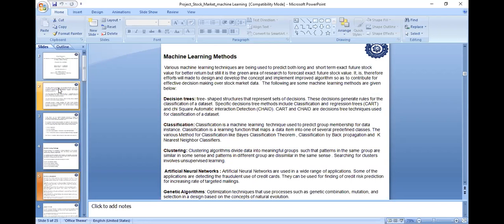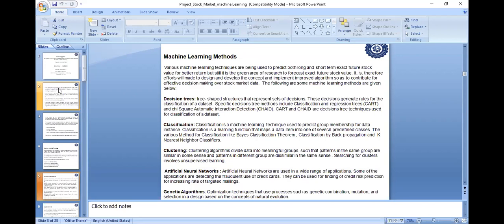Machine learning methods. Before categorizing it, we have now moved on to machine learning methods. So various machine learning techniques are being used to predict both short and long term future stock value for better return, but it is still a challenging area for prediction of the stock market value. Therefore, efforts are made to design and develop a concept of implementation to improve algorithms so as to contribute to effective decision making. So, we have discussed the methods.